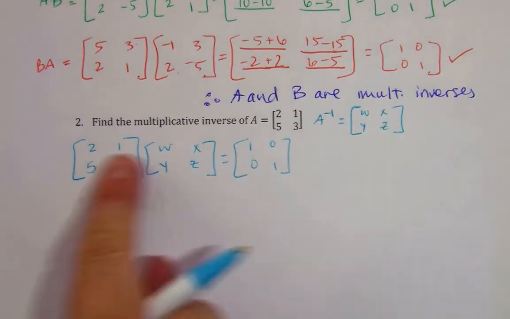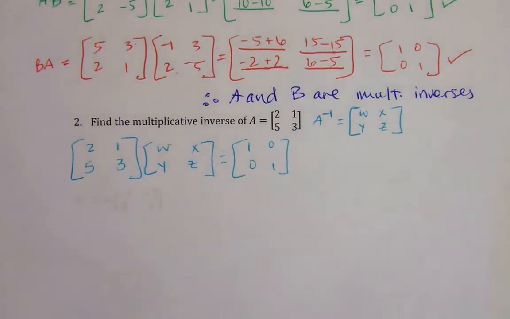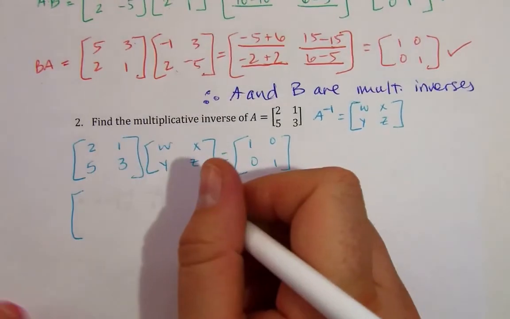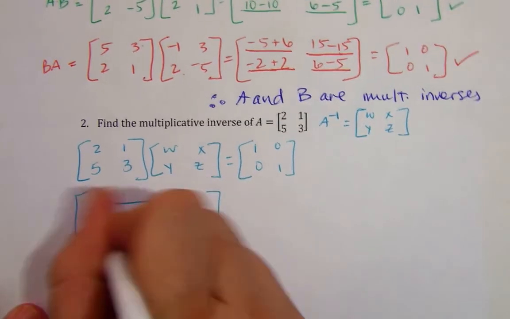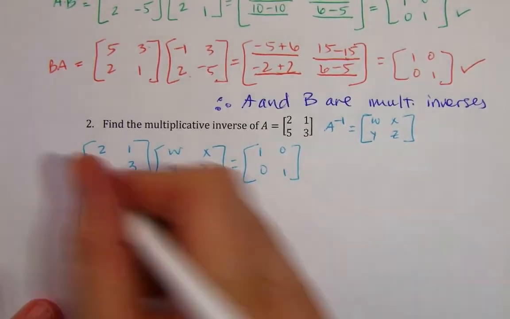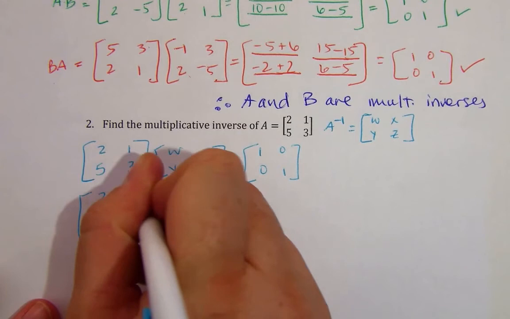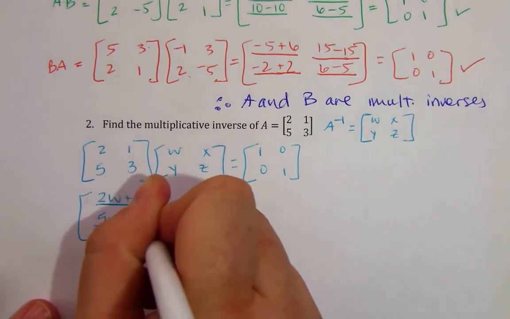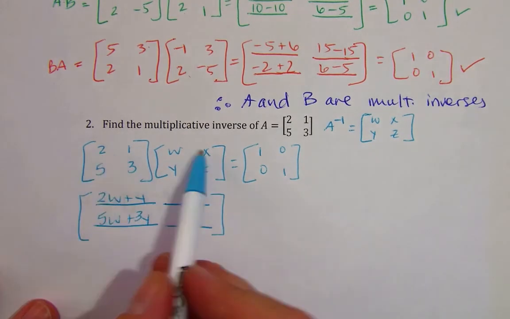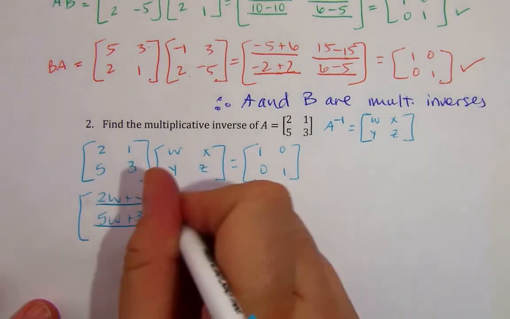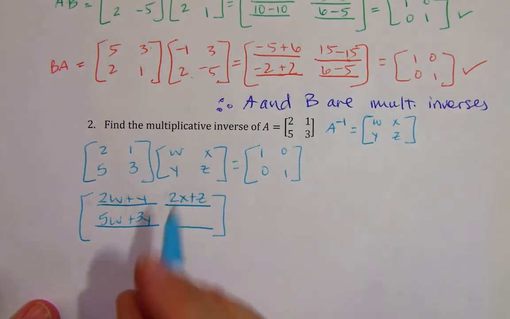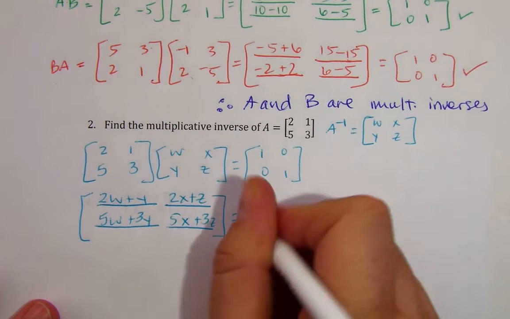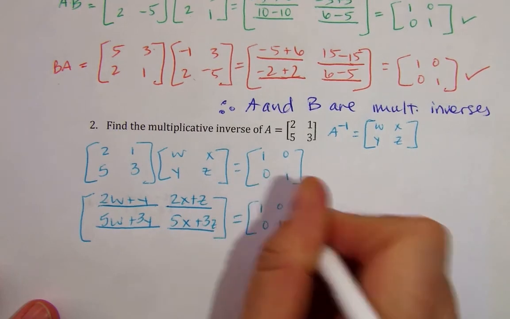So what I'm going to do then is I'm going to multiply these out and set each element equal. So if I multiply these, I'll just do that really quickly here. We're going to have 2W plus Y and 5W plus 3Y. And then for here, we've got 2 times x and 1 times z. And then we've got 5x plus 3z. And that's equal to 1, 1, 0, 0.